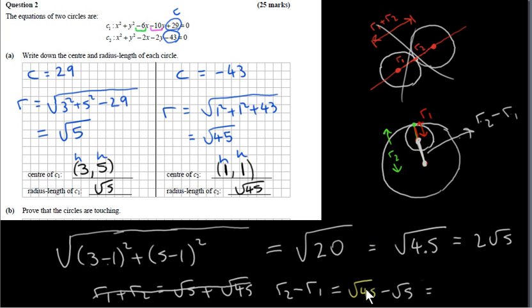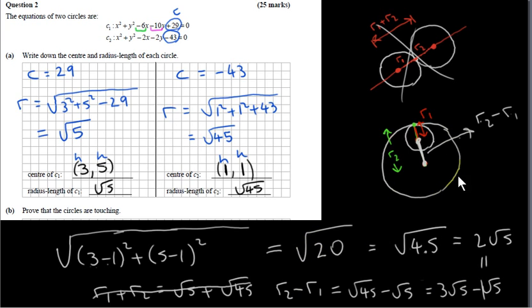So I can write root 45 as 3 root 5. Just factorize 45 and you can take the square root sign over each factor. And then we subtract root 5. So here we have 3 root 5 minus 1 root 5. Well, that's just the same as 2 root 5. So R2 minus R1 equals the distance between the centres of the circle.